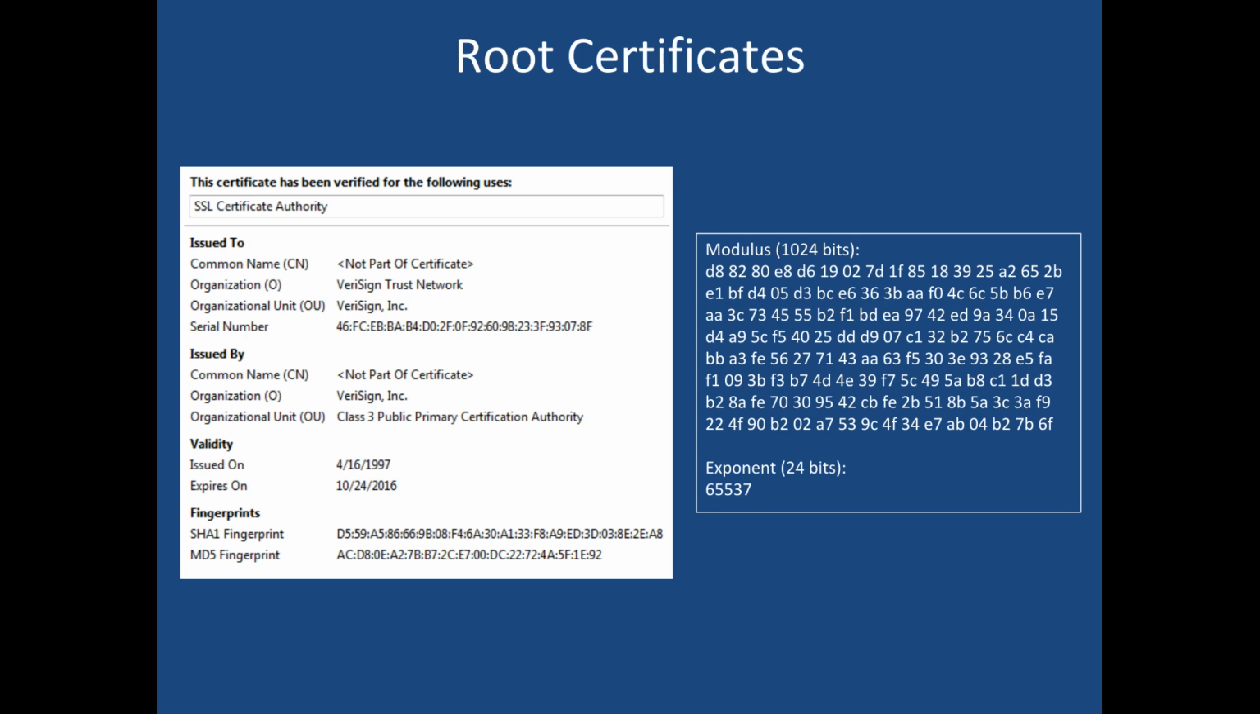VeriSign's able to prove they are who they say they are, that they're the ones that sign the certificate, because you trust that you have their public key because it's sitting in your browser. And it only will work with their secret key, which only they know. Okay? Any other questions?